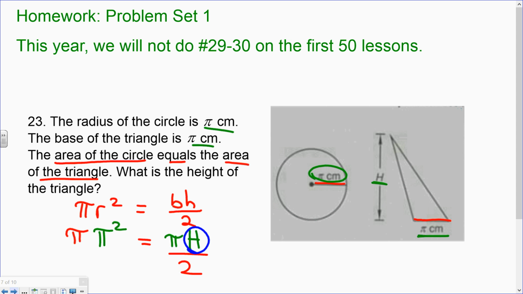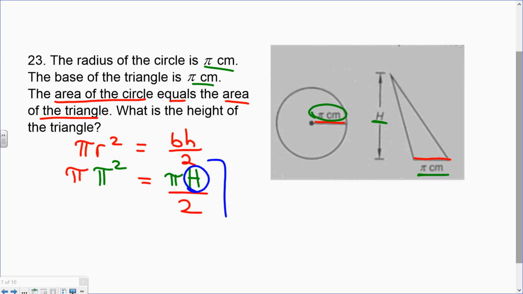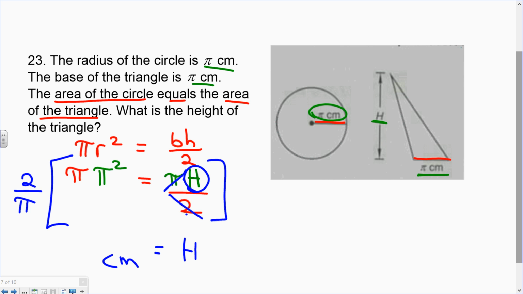We need to get rid of pi over 2 times h. So the easiest way to do that will be to multiply both sides by 2 over pi, the reciprocal of this pi over 2. So the 2 over 2 cancels, the pi over pi cancels. And I think you can finish it up from there and get it in two forms, the pi form and then the decimal form to 3 decimal places.